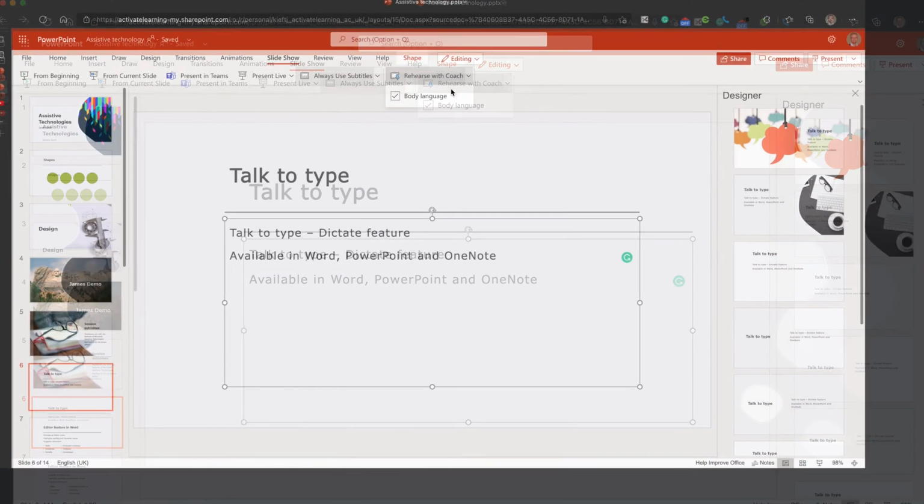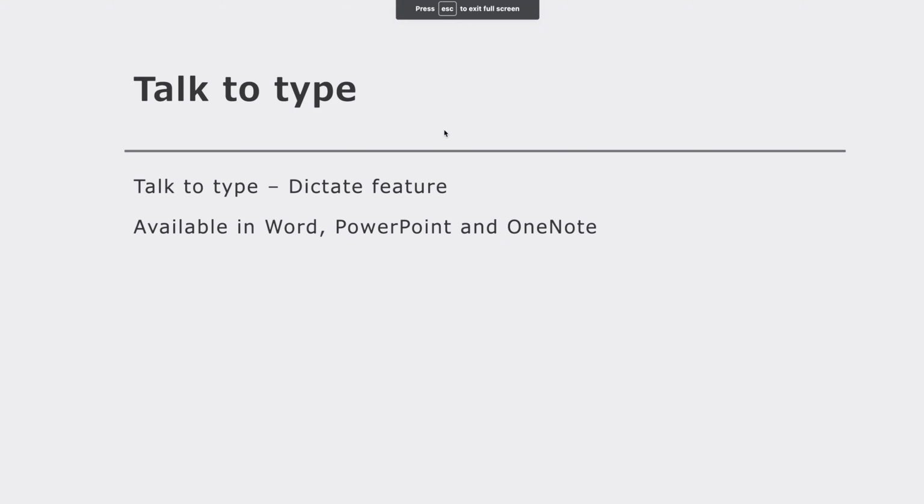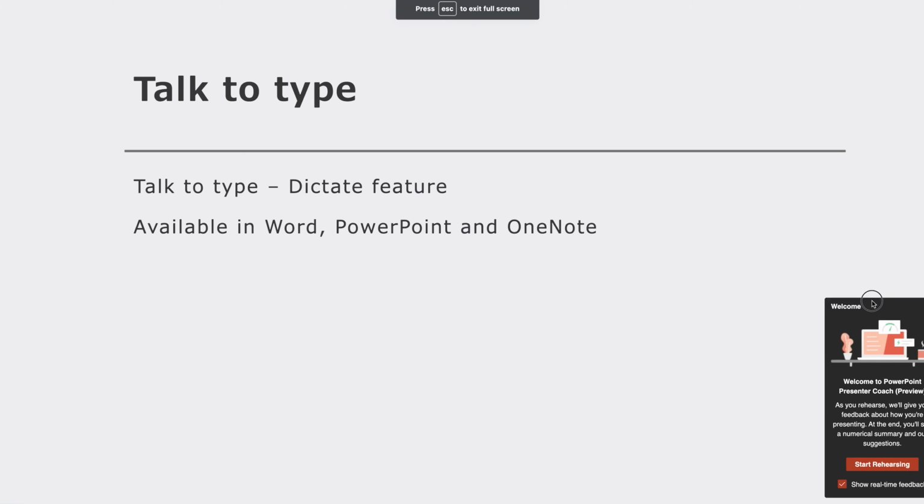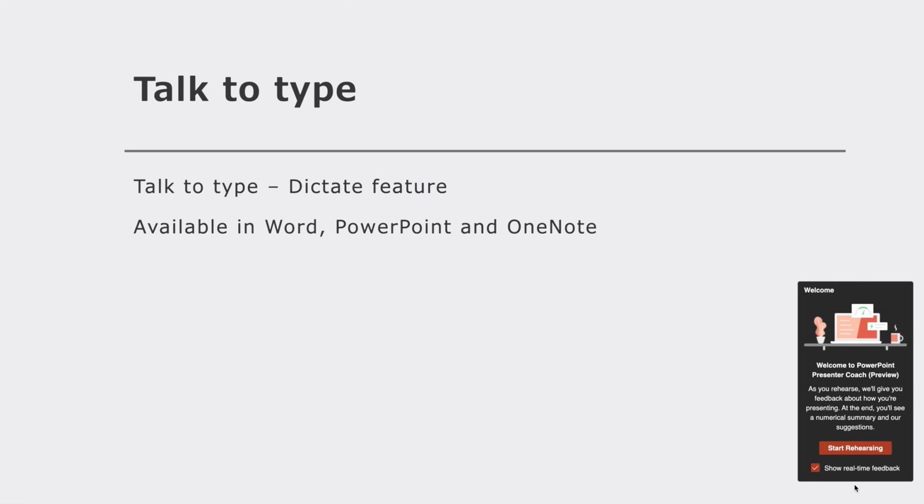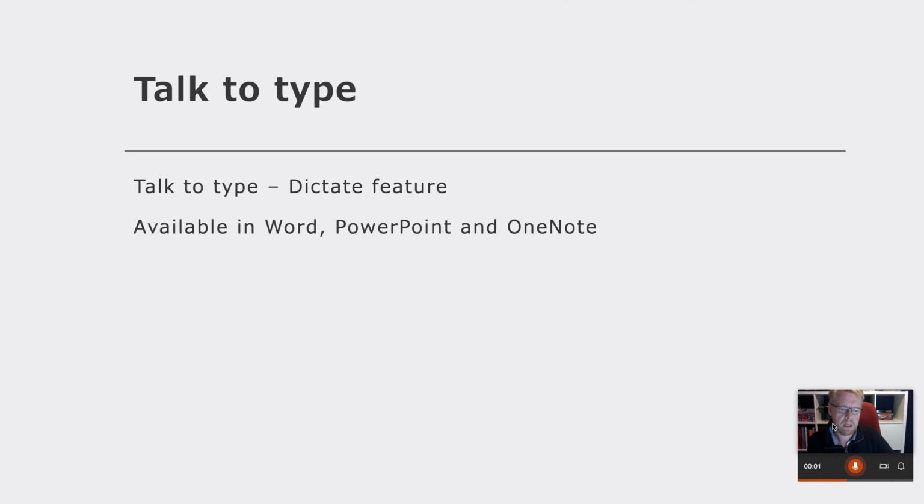So let's just press Rehearse with Coach. And when you're ready, you press Start Rehearsing, and you can either choose to have feedback in real time or just feedback as a report at the end. So I typically wait to the end. So I start rehearsing. You can see there's a clip of me. And as I talk through the presentation, it will give me feedback on what's on the slides and my pace, my tone of voice.